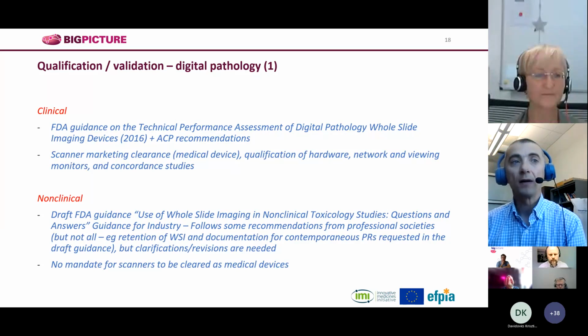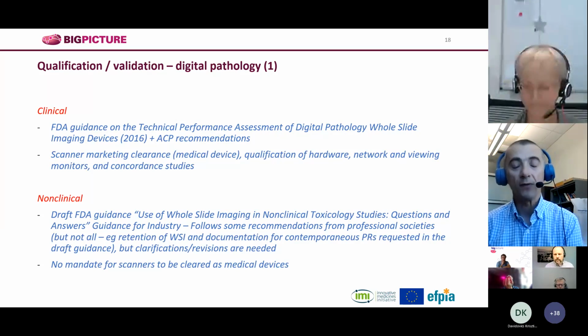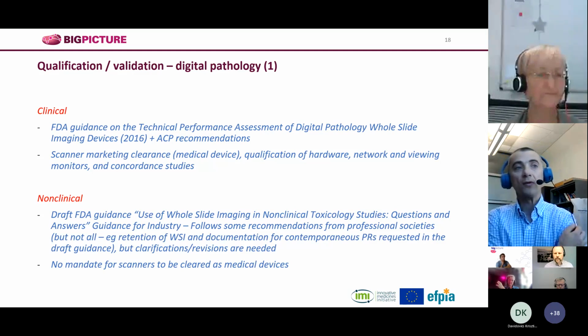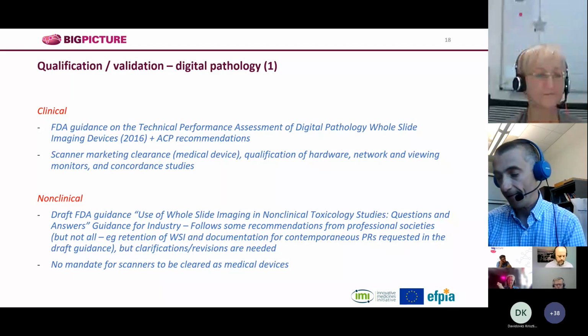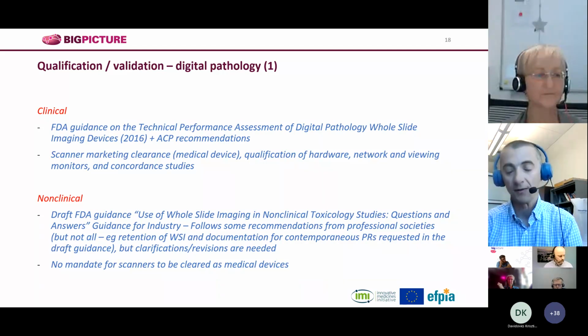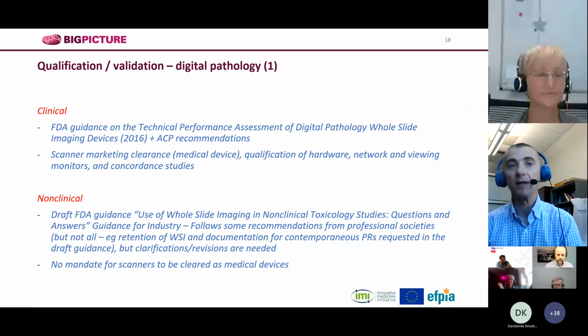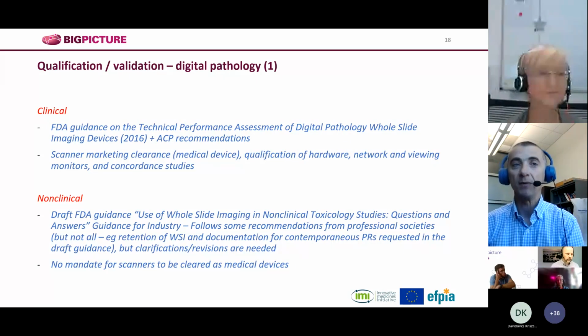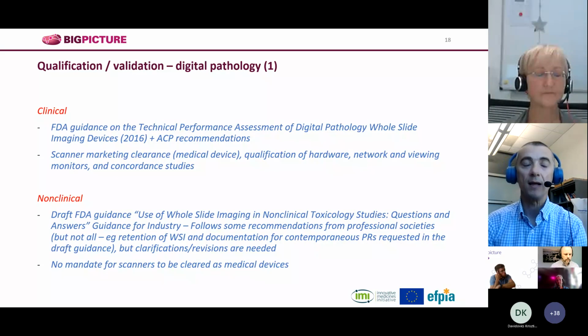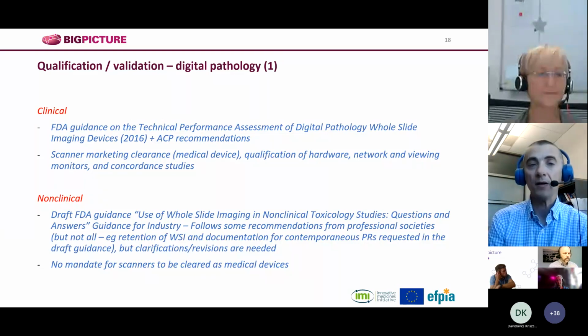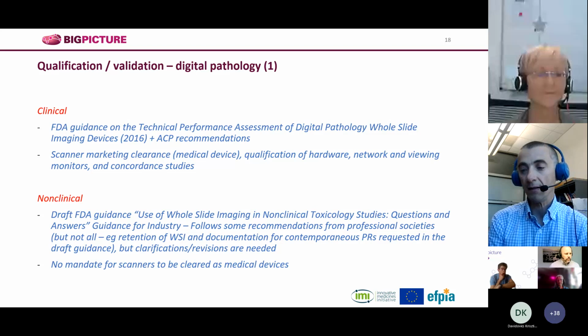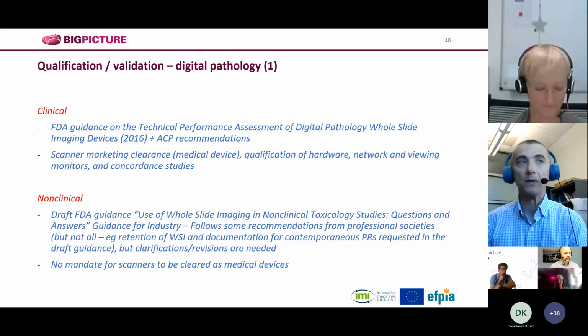So, so far, in terms of expectations for the qualification, this is true that the current draft guidance is well aligned, except for a few things with the recommendations from professional societies. And there is no mandate for the scanners to be cleared as medical devices. It seems to be acceptable to take the same route, but this is not a recommendation. And in practice, most companies are using scanners that are not the ones that are used for clinical use.